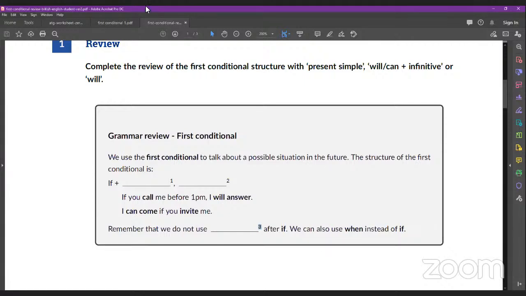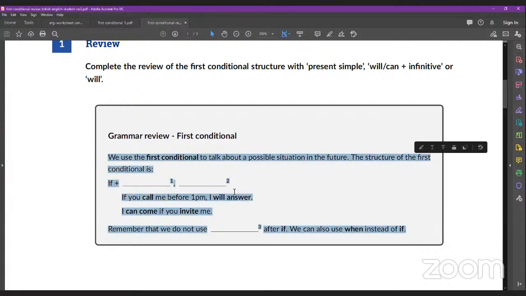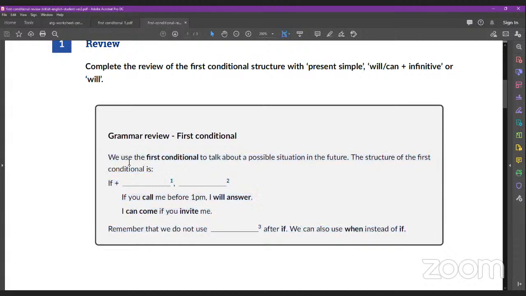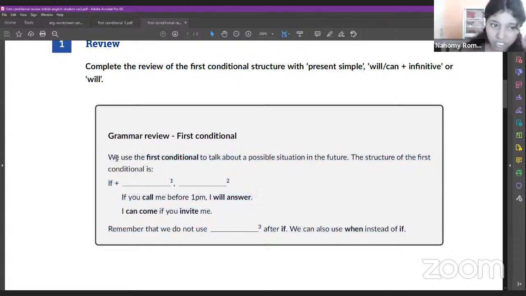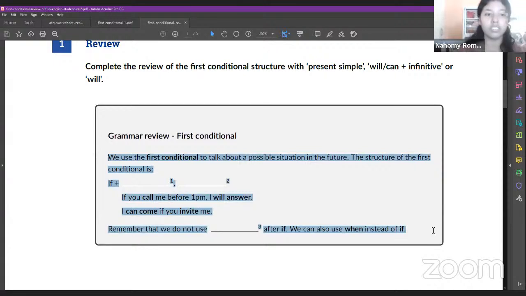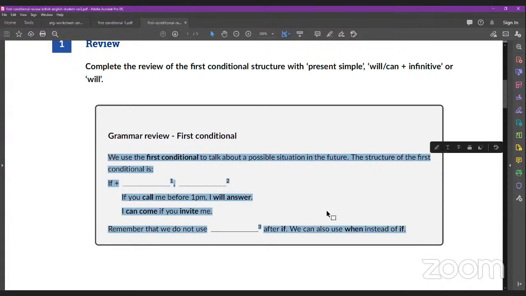Okay, let's get this started. Let's complete this concept in the box. Grammar review, first conditional. Ms. Romero, thank you. Can you read and complete this chart for me? Yes, all of this. 1, 2, and 3, please.